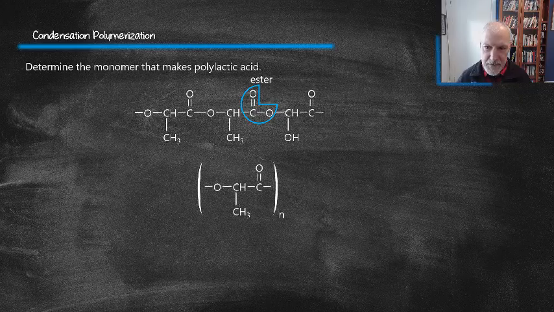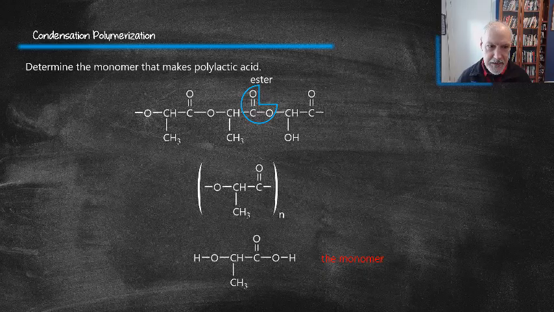Here I've identified the repeating unit that's present in my molecule. I can see on the right end of the molecule, if I add an H, I can have my alcohol, and if I add an OH to the right end of the molecule, I'll make my carboxylic acid. So this would be the starting material to make this particular polylactic acid.